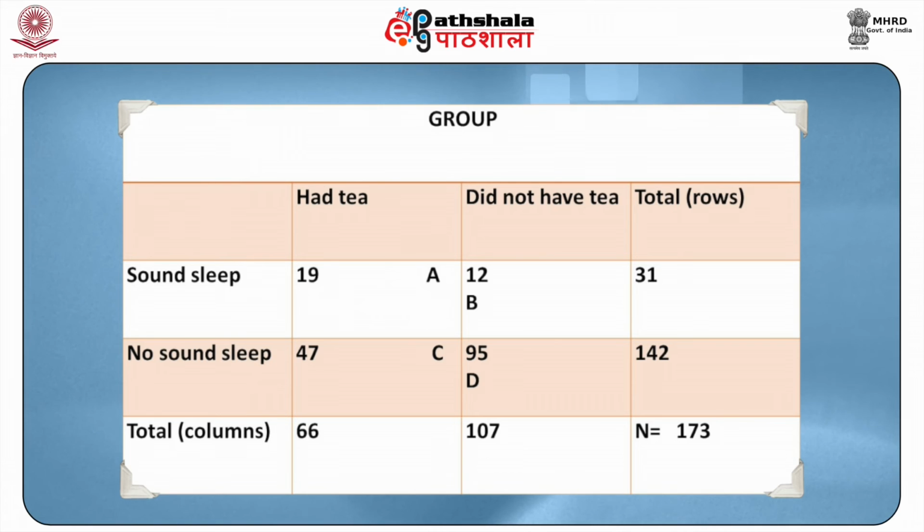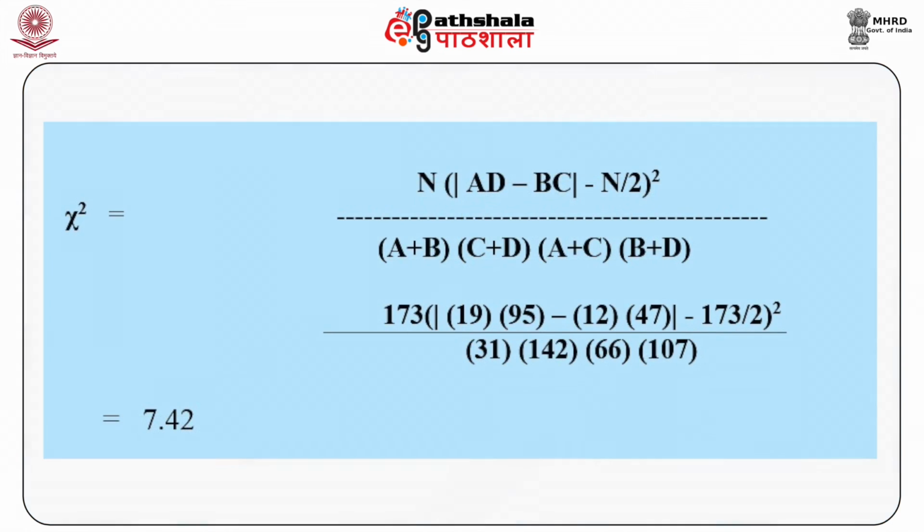Of course, each cell has been marked A, B, C, D and the frequencies are given. The column and row totals have also been calculated. Once we apply the formula for chi-square, we find that the chi-square turns out to be 7.42.